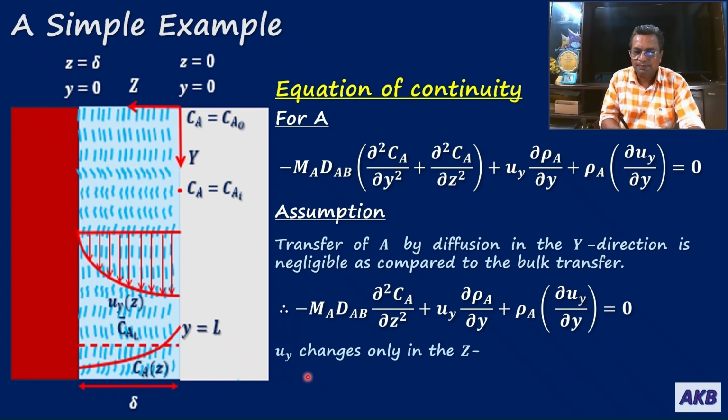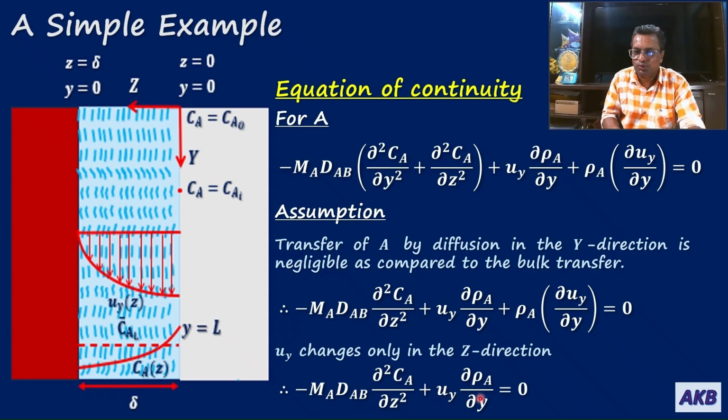Further, uy is changing in the z direction, but in the y direction it is not changing. So therefore ∂uy/∂y, this term will become 0. So in that case, minus MA into DAB ∂²CA/∂z² plus uy into ∂ρA/∂y, that is equal to 0. So with these two assumptions, we get this simplified form of the continuity equation for component E.